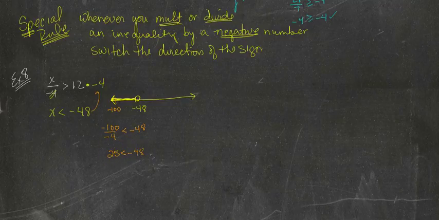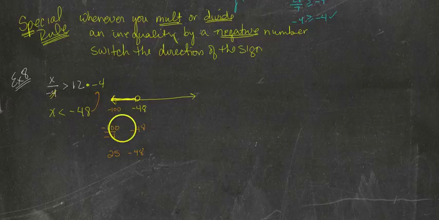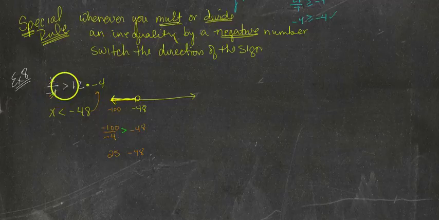Whoa, what did I do? Aha! Notice what I did. I didn't put it back in the original problem. So the original problem is x is greater than. I jumped the gun a little bit. So x divided by negative 4, in this case I chose negative 100 divided by negative 4, is greater than 12.